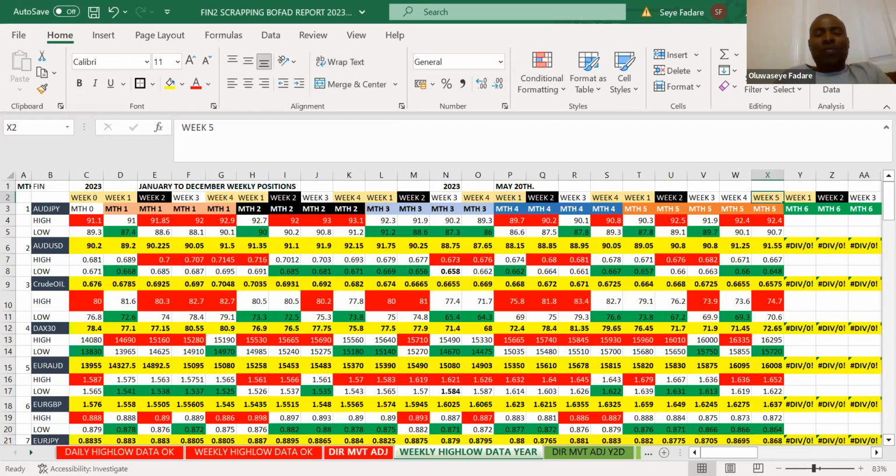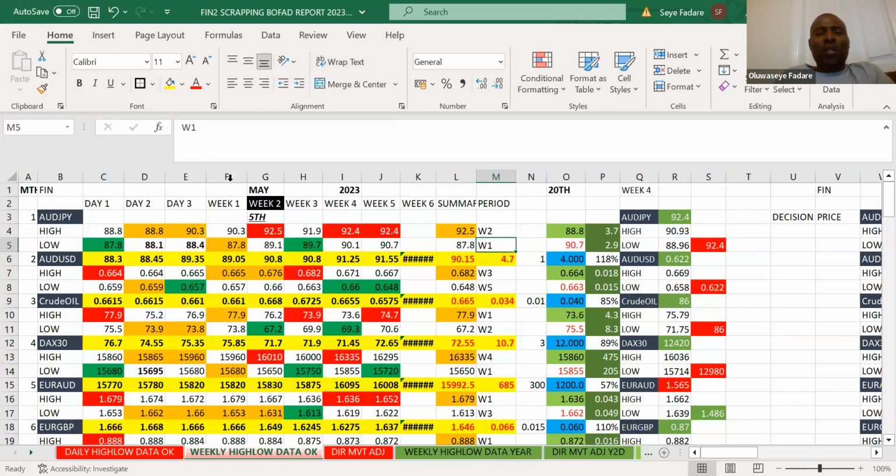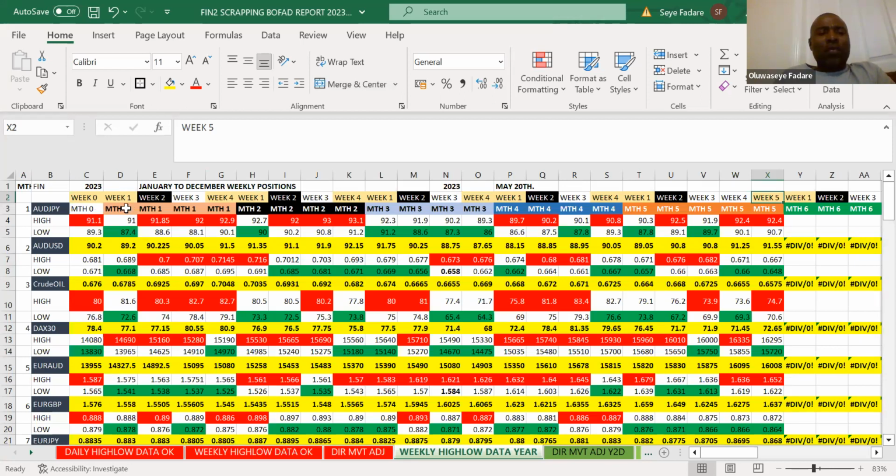And finally, before I finish, this is more of a weekly report. This is an advancement of the report. Like I showed you earlier, this is weekly: week 1, week 2, week 3, week 4. So all these weekly reports are combined into our monthly report here. You can see we have month 1, which has been since January. We are currently in May. So month 1 is January, month 2 is February, month 3 is March, month 4 is April, and month 5 is May.